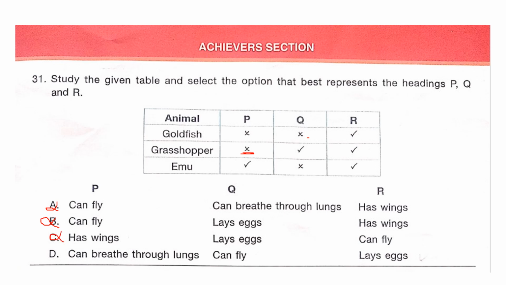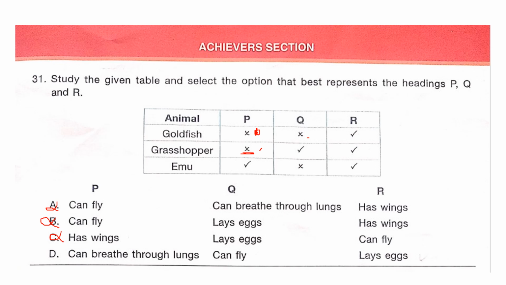For option D, can breathe through lungs. Yes, P, cannot breathe through lungs, is correct. Goldfish do not have lungs. It breathes through gills. So this is correct. P is correct for goldfish. Grasshopper can breathe through lungs? No. Emu can breathe through lungs? No. So this is correct for all.